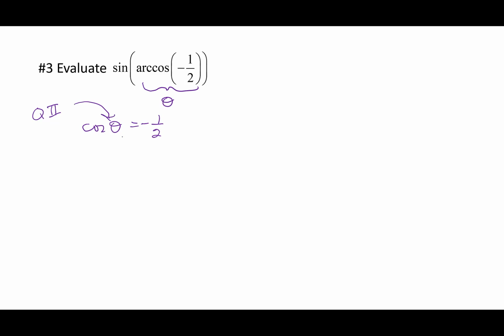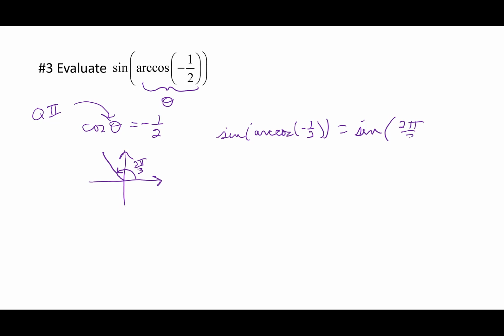And so if the cosine of theta equals negative 1/2, when we're in quadrant 2, let's see what angle that is. So in quadrant 2, the cosine is negative 1/2. Remember, we would have a reference angle of pi thirds, and so that would give us an angle theta of 2 pi thirds. Okay, so we end up looking back at our original function. The sine of the arc cosine of negative 1/2 is equal to the sine of 2 pi thirds.